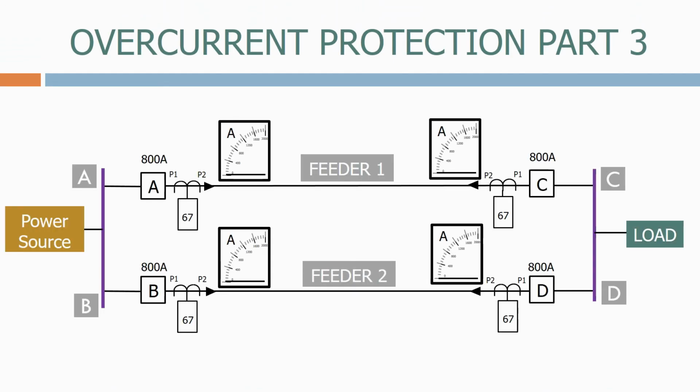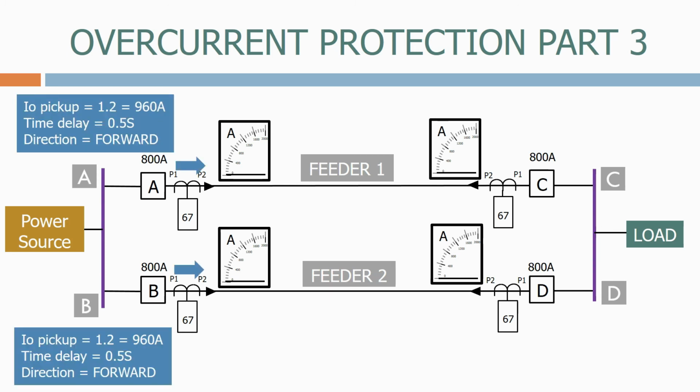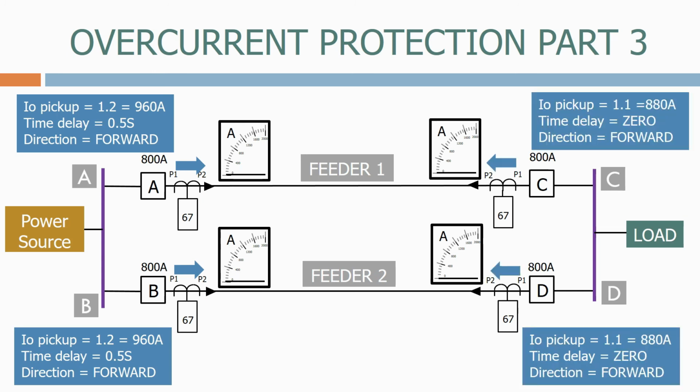Here's the proposed solution. For the relays on ends A and B, let's make the current pickup 1.2, which is 960 amps on the primary. Let's have a definite time delay of 0.5 seconds, and the current direction as forward. For the relays on ends C and D, let's make the current pickup 1.1, which is 880 amps on the primary. Let's have a time delay of 0 with no curve, and the current direction as forward.